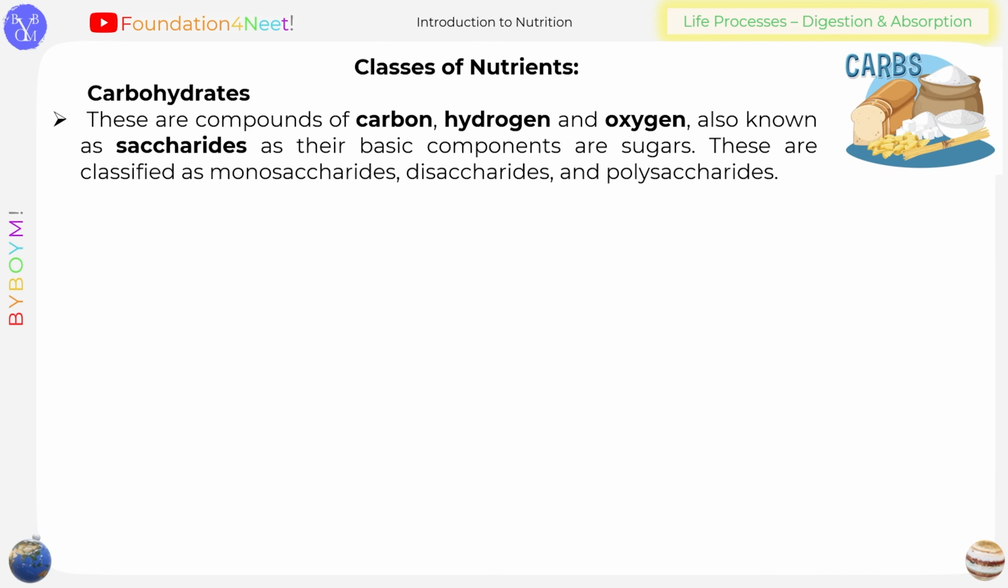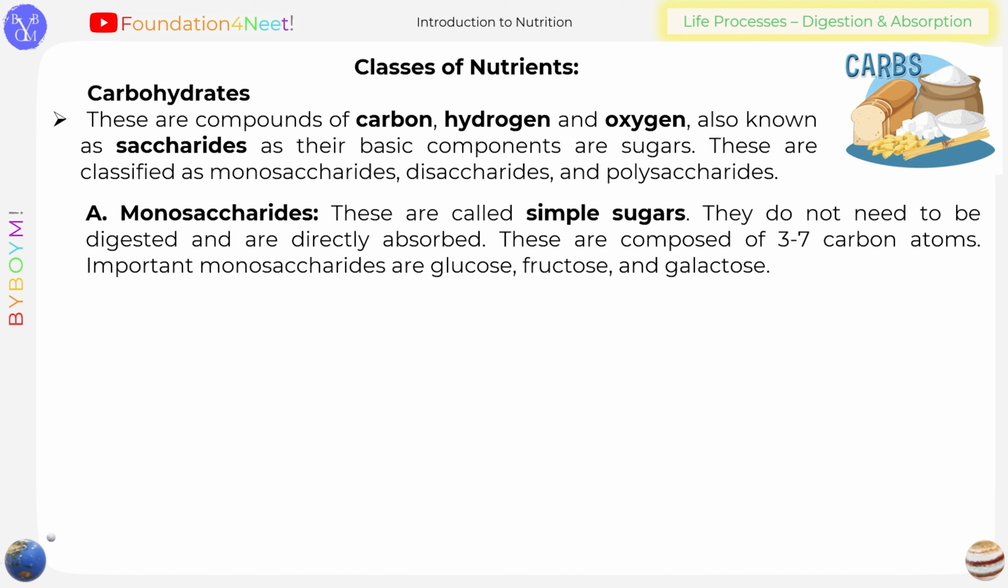Moving on to classes of nutrients, carbohydrates, the first macronutrients, are compounds of carbon, hydrogen and oxygen. The reason why they are called saccharides is that most of them taste like sugar, as their basic components are sugar. But not all sugars are carbohydrates, neither are all carbohydrates sugar in taste. These are classified as monosaccharides, disaccharides and polysaccharides.